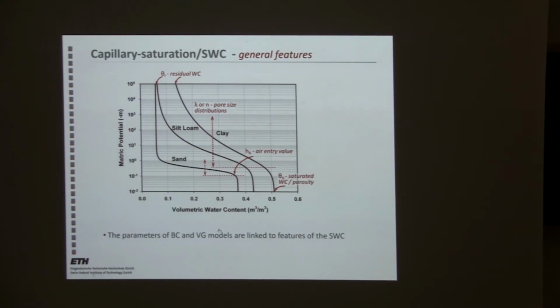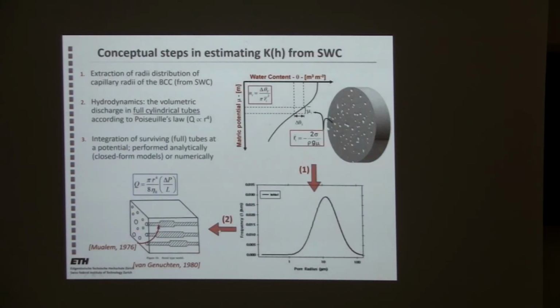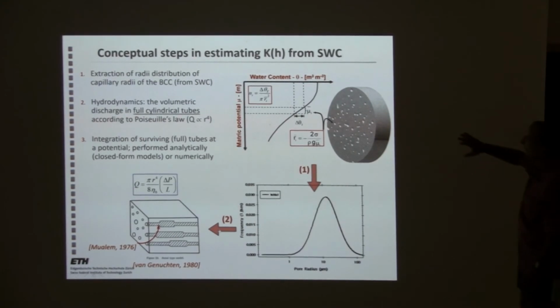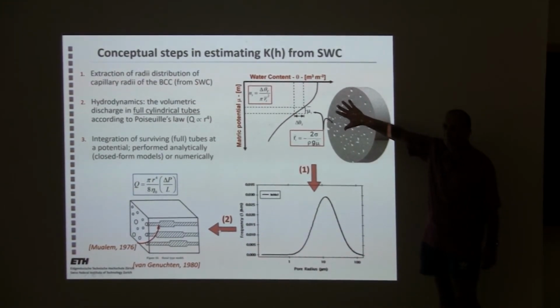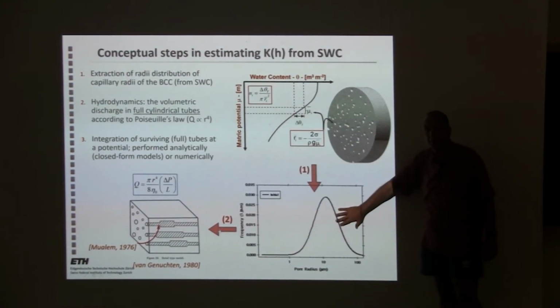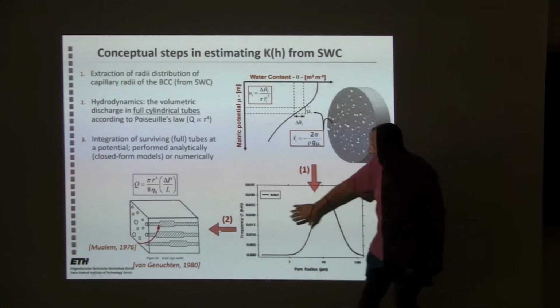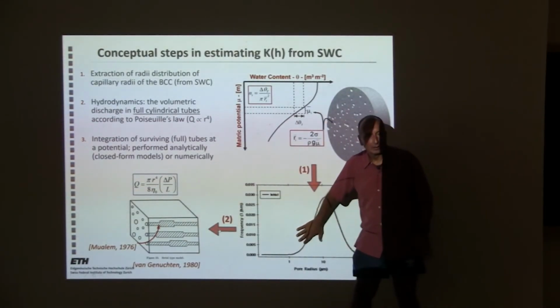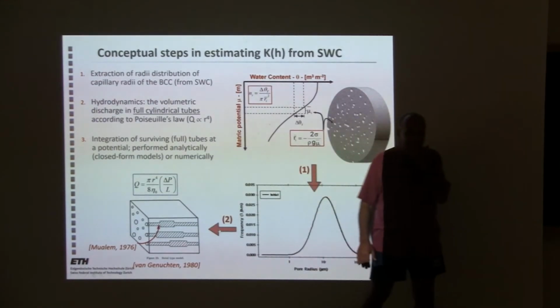The second quick comment is about the formalism that we use to take information from the soil water characteristic curve, deduce a pore size distribution, and apply Poiseuille flow to this collection of pores to deduce the hydraulic conductivity.